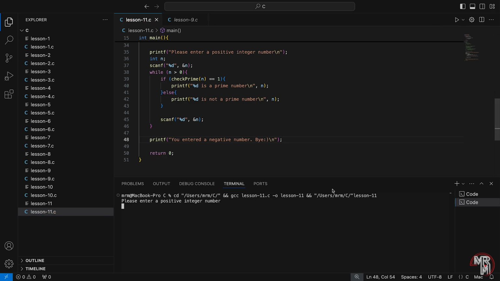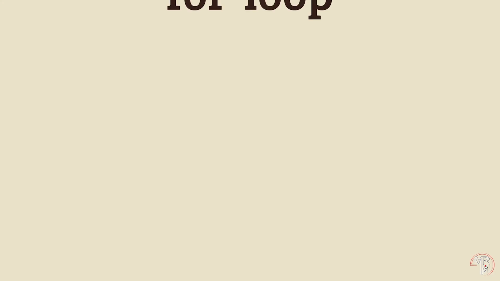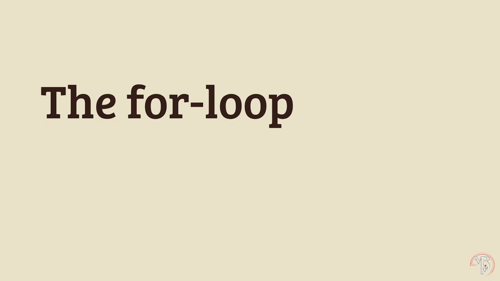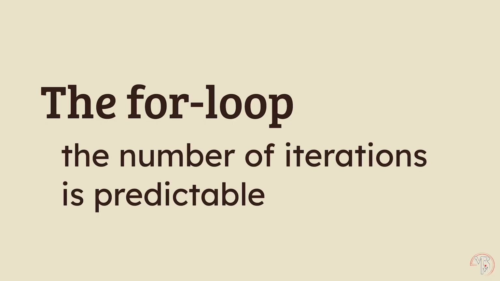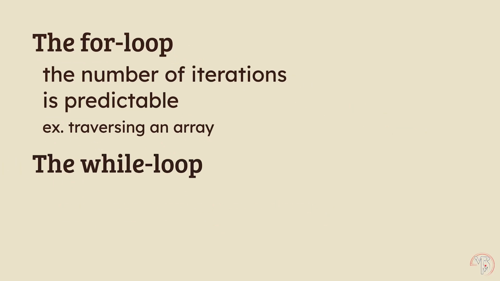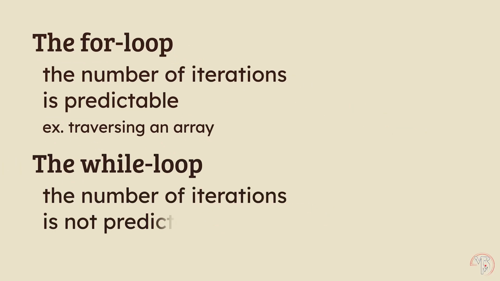And if we run the code, we will be able to check multiple numbers until we enter a non-positive one. Alright, again, both the for loop and the while loop are interchangeable, but in some cases, one is preferred over the other. The for loop is generally preferred when the number of iterations can be predicted, for example, when you want to traverse an array. In this case, the number of iterations equals the number of elements in the array. The while loop is generally preferred when the number of iterations cannot be predicted, for example, when the number of iterations depends on user input, just like we saw in this lesson.